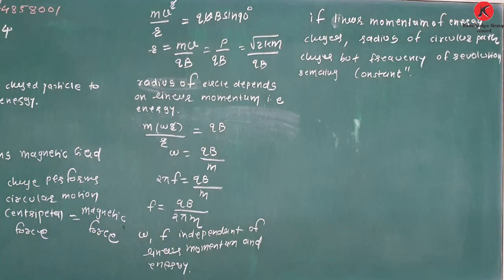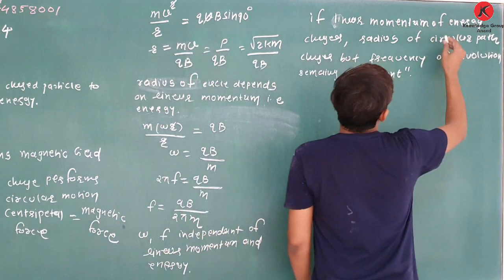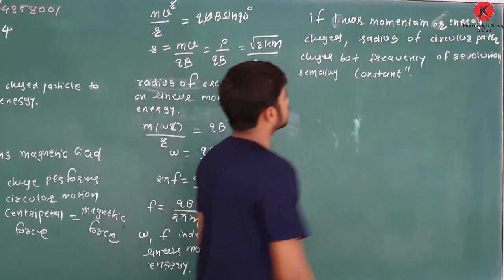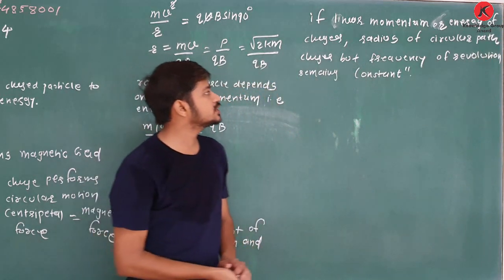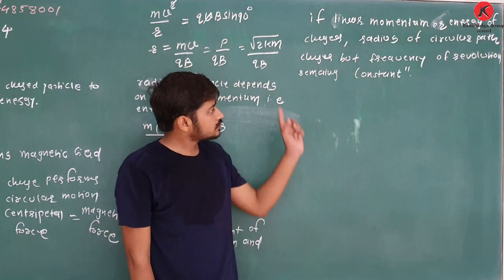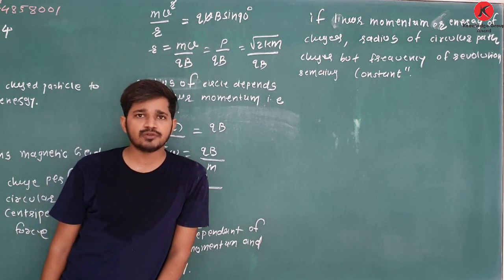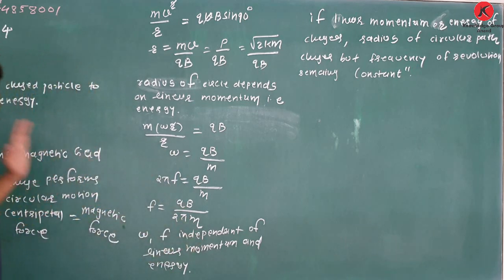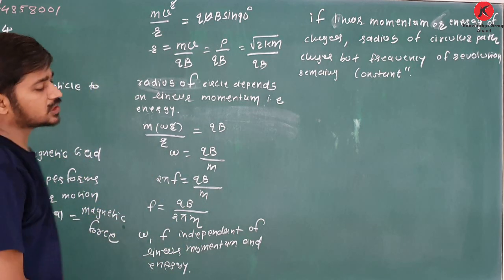Clear about this? Okay, if the linear momentum or energy of the charge is increased, the radius of the circular path of the charge changes, but the frequency of revolution remains constant. Okay, this is the principle of the cyclotron. Now, what is the construction and working?